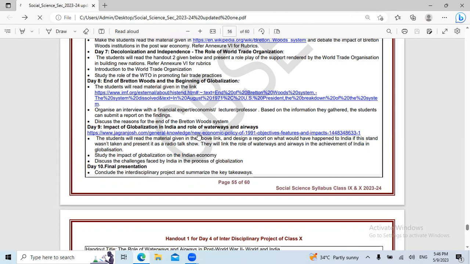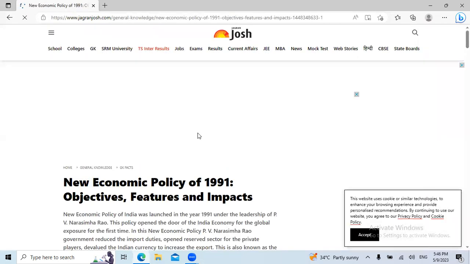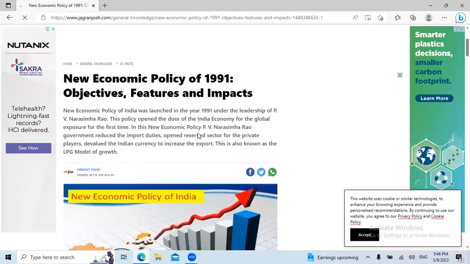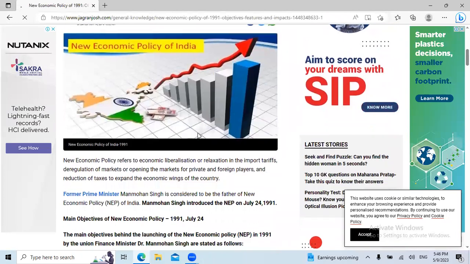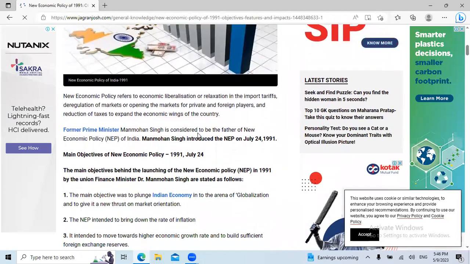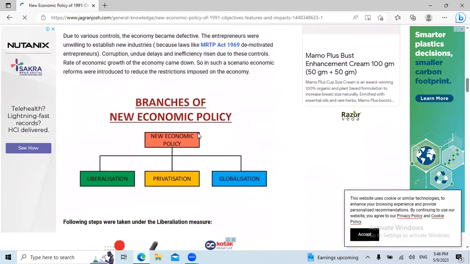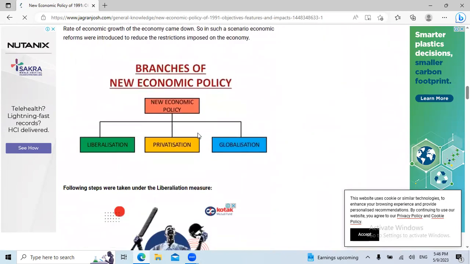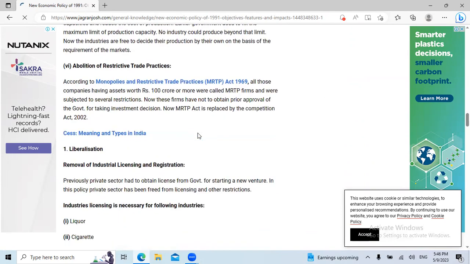Again, the link is given. Let us see what is there in this link. See, new economic policy 1991, objectives, features, and the impact. This is the policy given. Go through it. Here, the branches of the new economic policy are liberalization, privatization, and globalization. Everything is given in detail.